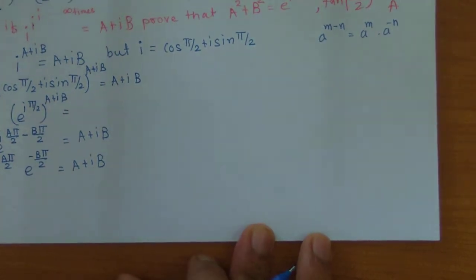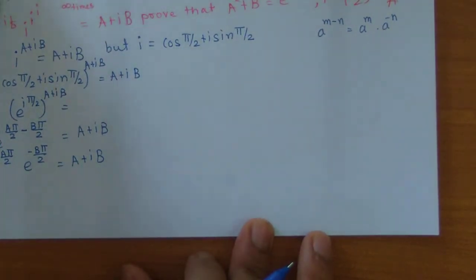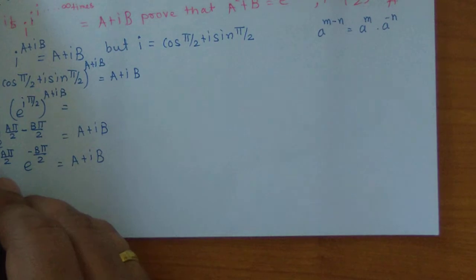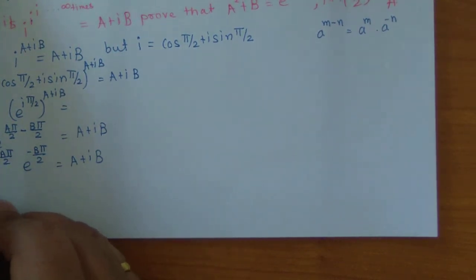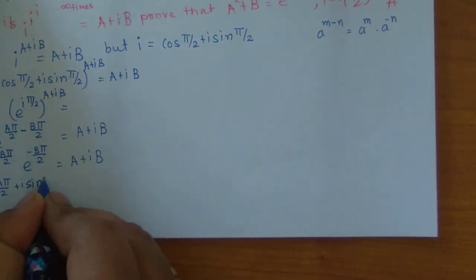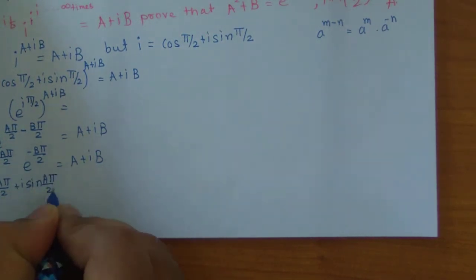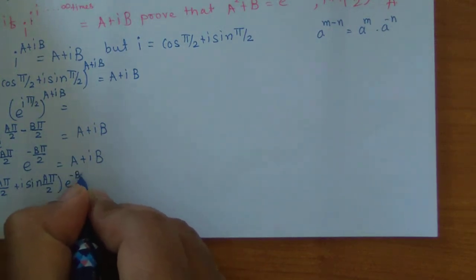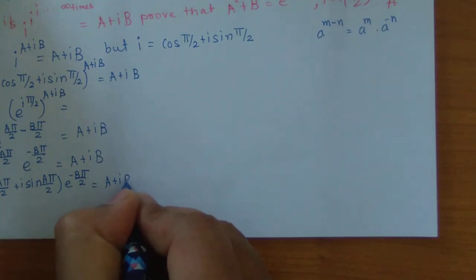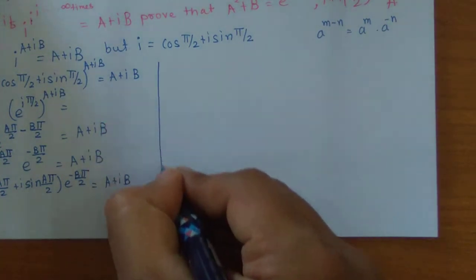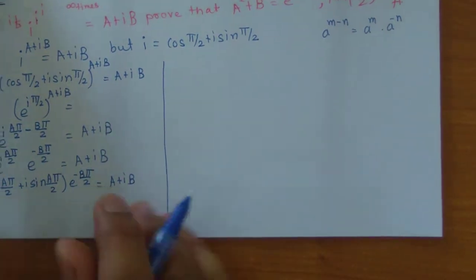Okay, therefore what I'm getting is cos(aπ/2) + i sin(aπ/2), multiplied by e^(-bπ/2), is equal to a + ib. So comparing the real and the imaginary parts of both sides, what am I getting there?